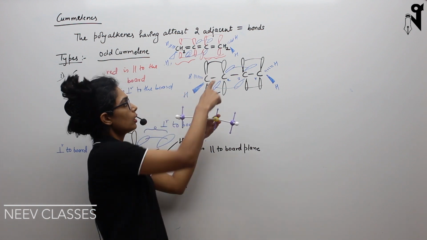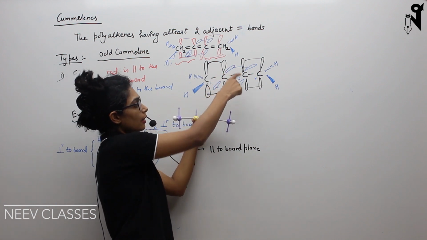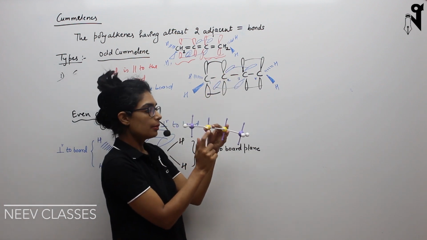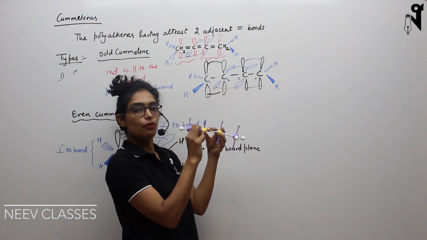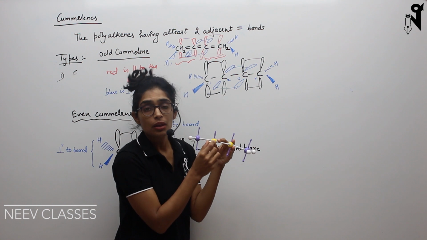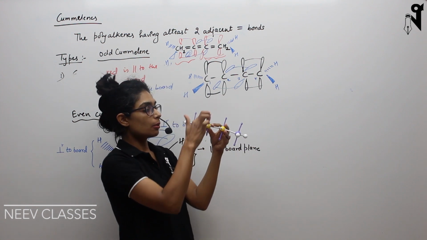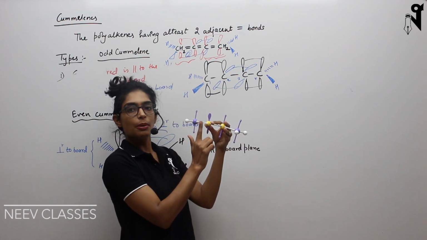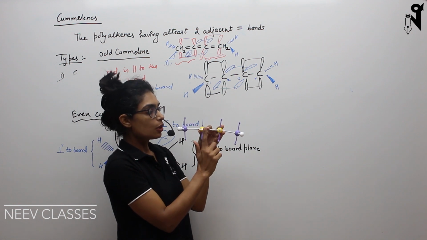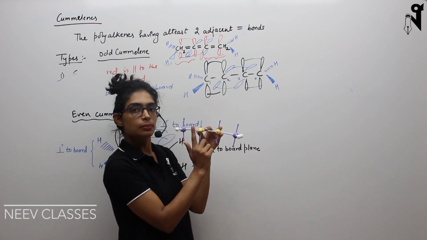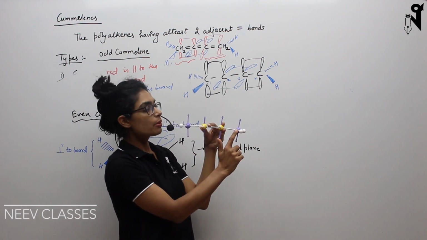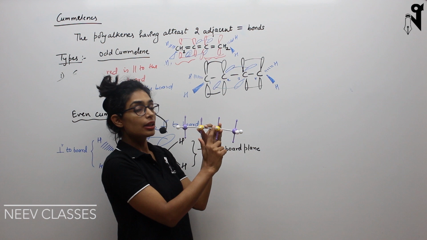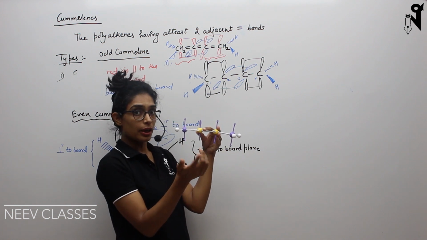Now next, the second and third carbon. This is the second carbon, this is the third carbon. They are going to form a pi bond again, and that pi bond has to be formed through a different p orbital, which is perpendicular to the earlier p orbital. So this was the earlier p orbital, now this is the perpendicular p orbital. So this p orbital and this p orbital are going to make a pi bond. Now the third and fourth carbons have to make a pi bond, and for that they need a different p orbital that is again perpendicular.